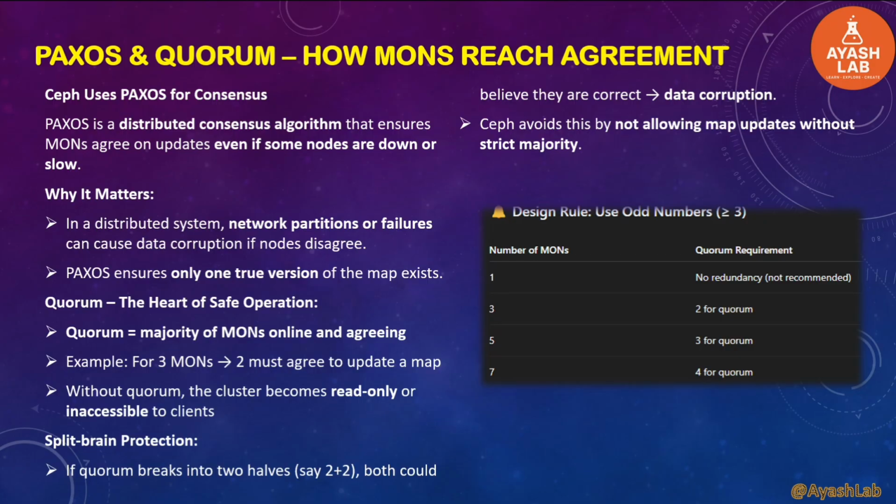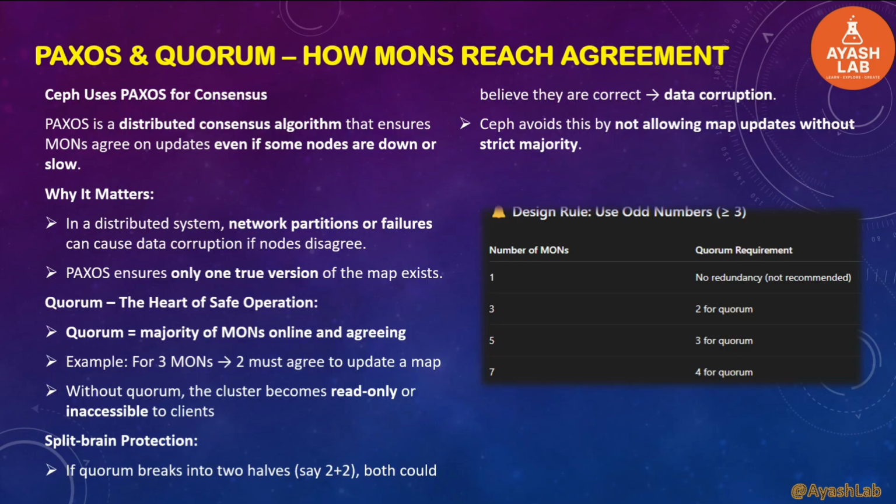They use something called the PAXOS algorithm to reach consensus. So what is PAXOS? PAXOS is a fancy word for a distributed agreement system. It helps mons decide together what changed, is it correct, and should we update the map. Even if some mons are slow or disconnected, PAXOS makes sure the majority rules.